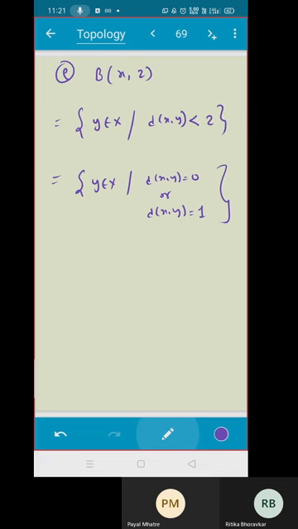Yes, sir. This thing is the whole set X. Your Y will be the whole set X. Take any point of the set. Do you agree? Think about it. Is that clear to you? Yes, sir.